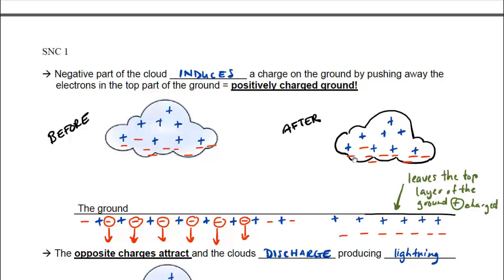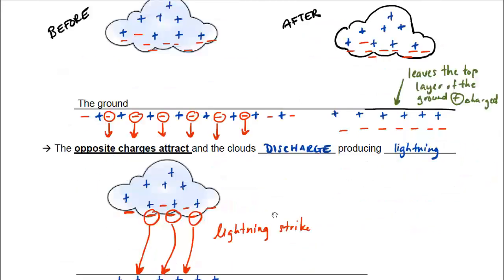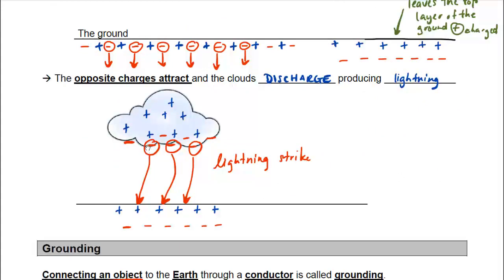Now, because I've got a negatively charged cloud near a very positively charged ground, as we have here, you're going to see the negative electrons jumping away from the cloud and diving down to the ground. And this is what you would see. This discharge that you would see is the lightning strike.